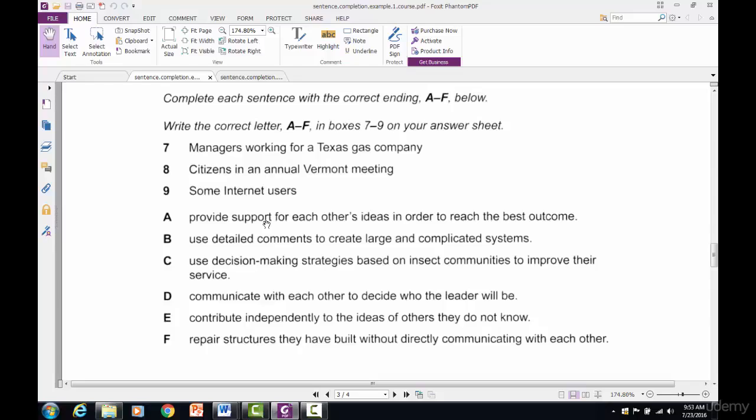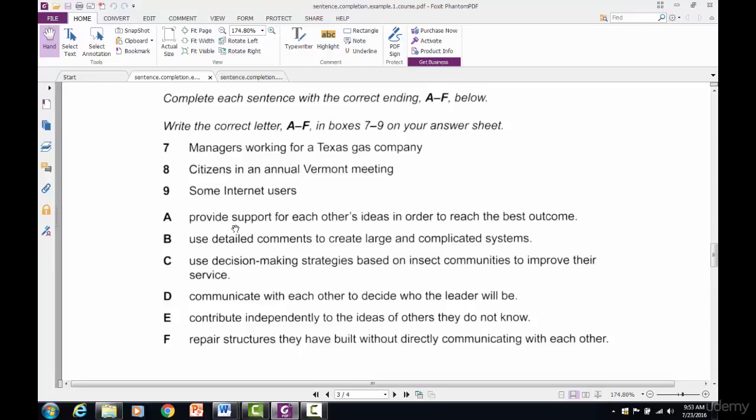This is the same thing as choice A in terms of using synonym language. B is wrong. There's nothing about comments or complicated systems. C we can't use. We've already used C. Communicate with each other and decide who the leader will be. There's nothing about a leader. Contribute independently to the ideas of others that they do not know. Nothing about that. So you see, correct answer is A. Provide support for each other's ideas. That's a synonym for backing up other people's suggestions, and reaching a consensus is a synonym for reaching the best outcome. So choice A is our correct answer.